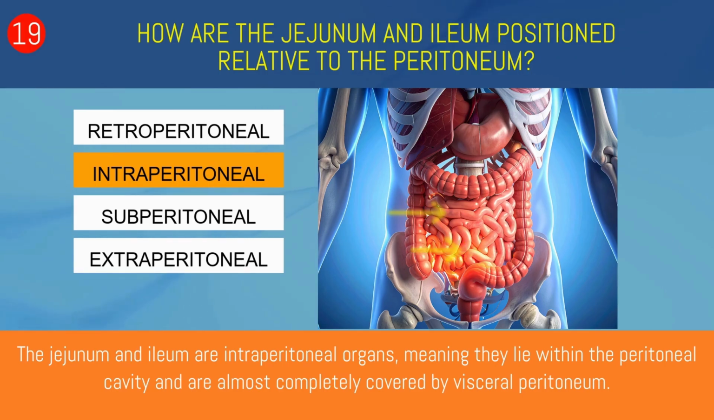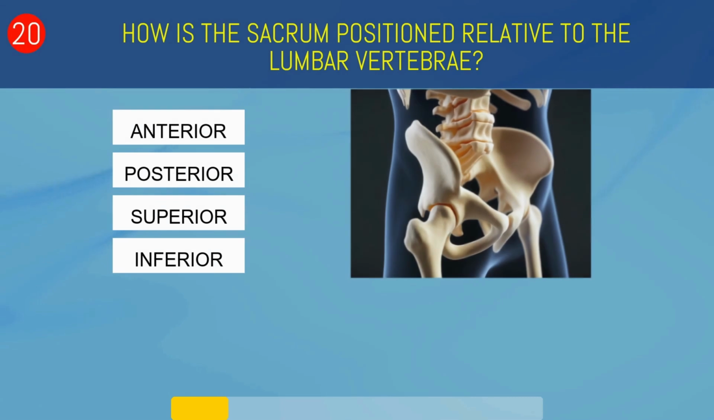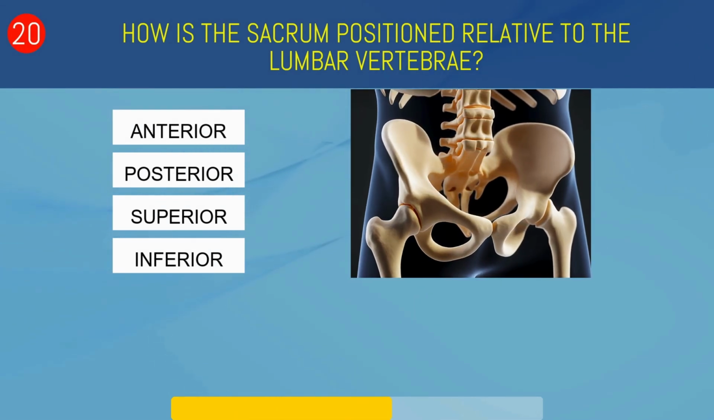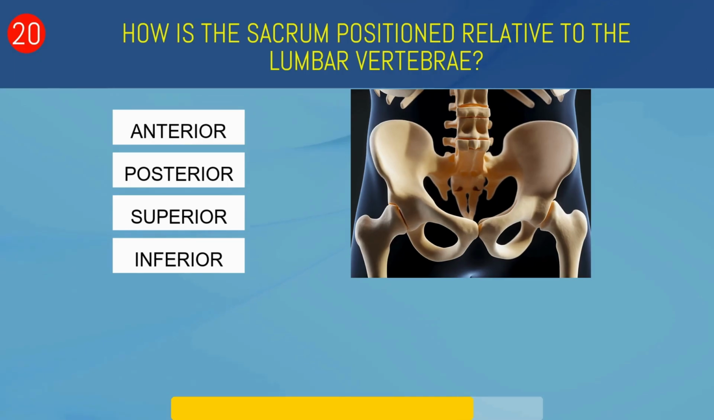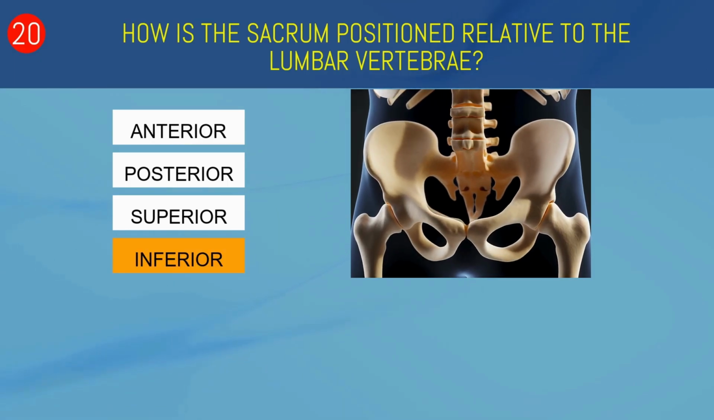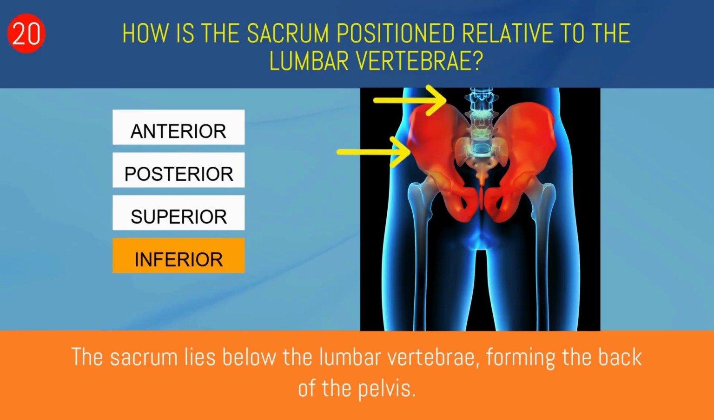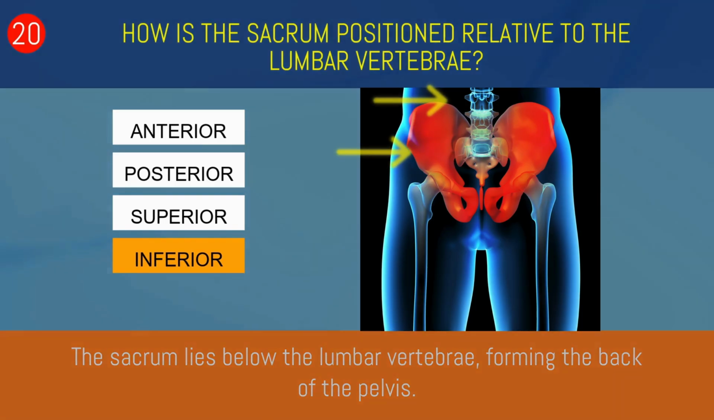by visceral peritoneum. How is the sacrum positioned relative to the lumbar vertebrae? Anterior, posterior, superior, or inferior? Inferior. The sacrum lies below the lumbar vertebrae, forming the back of the pelvis.